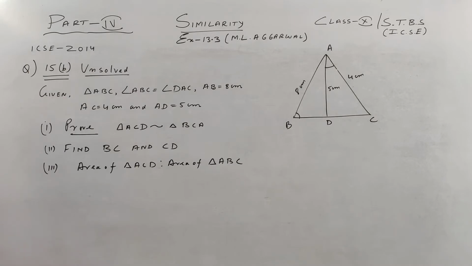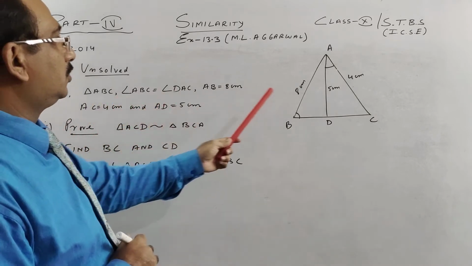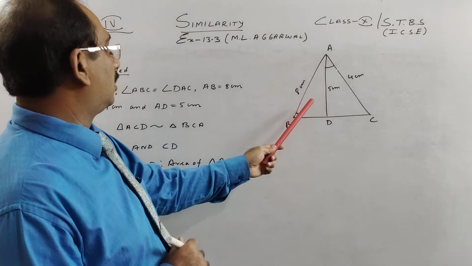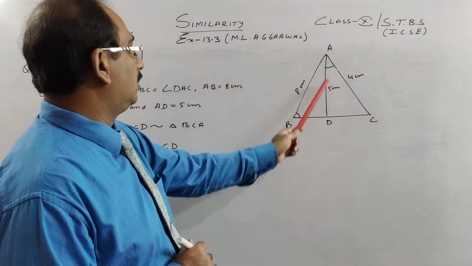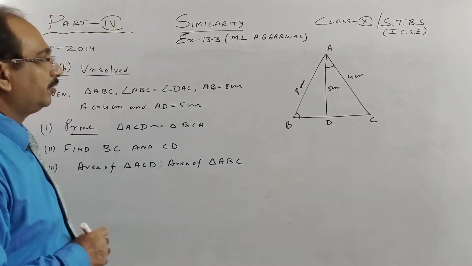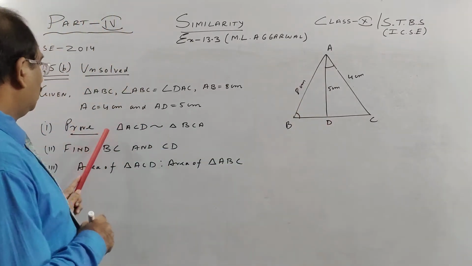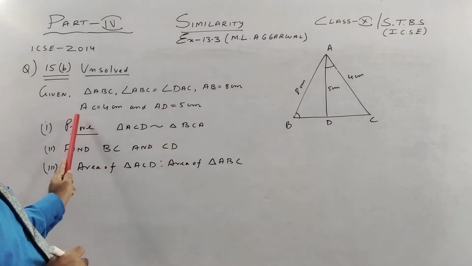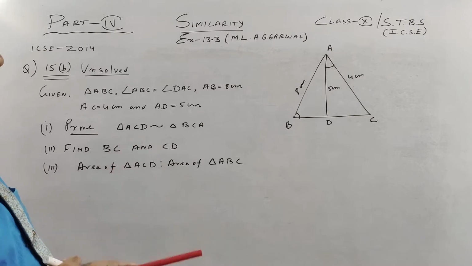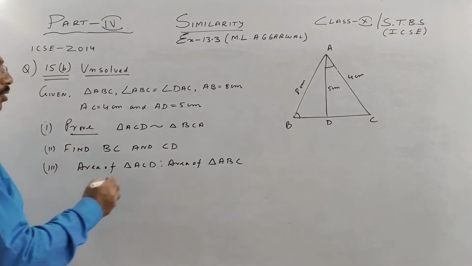ABC is a triangle, if you see, and these two angles are given equal, children. Angle ABC is equal to angle DAC. So if you see these two triangles and sides are given, I'll come to that in the second part of the question. So first we have to prove that triangle ACD. So let us see how we do, children.